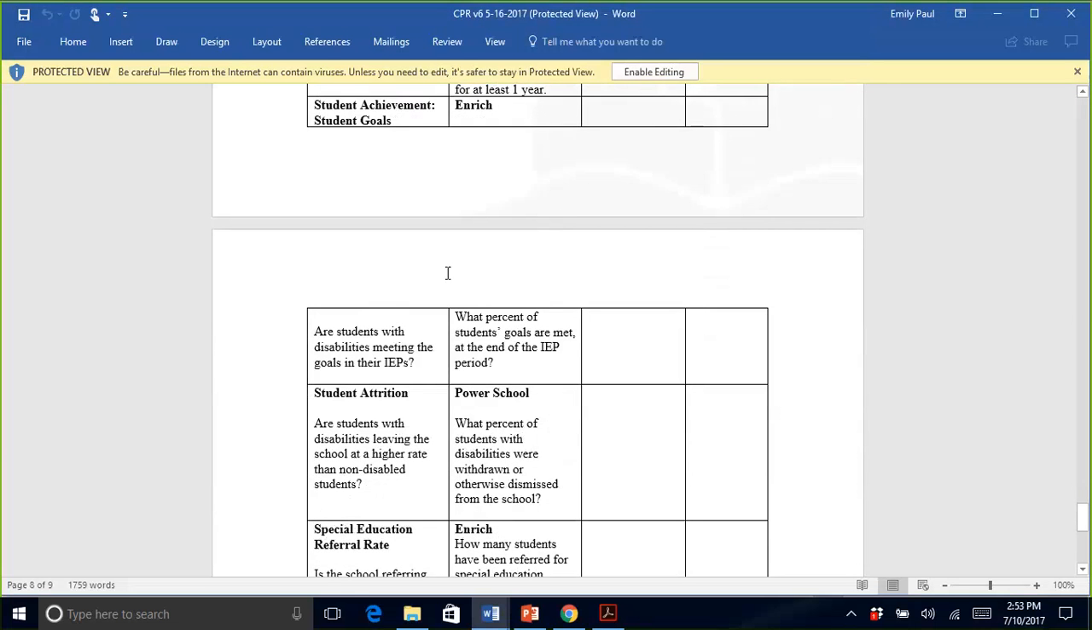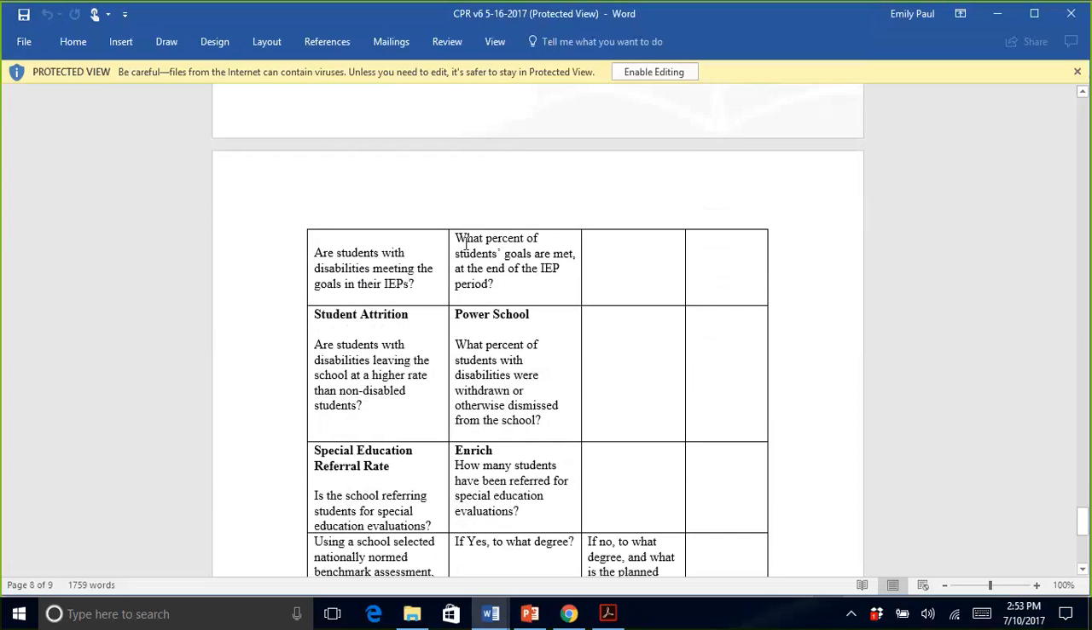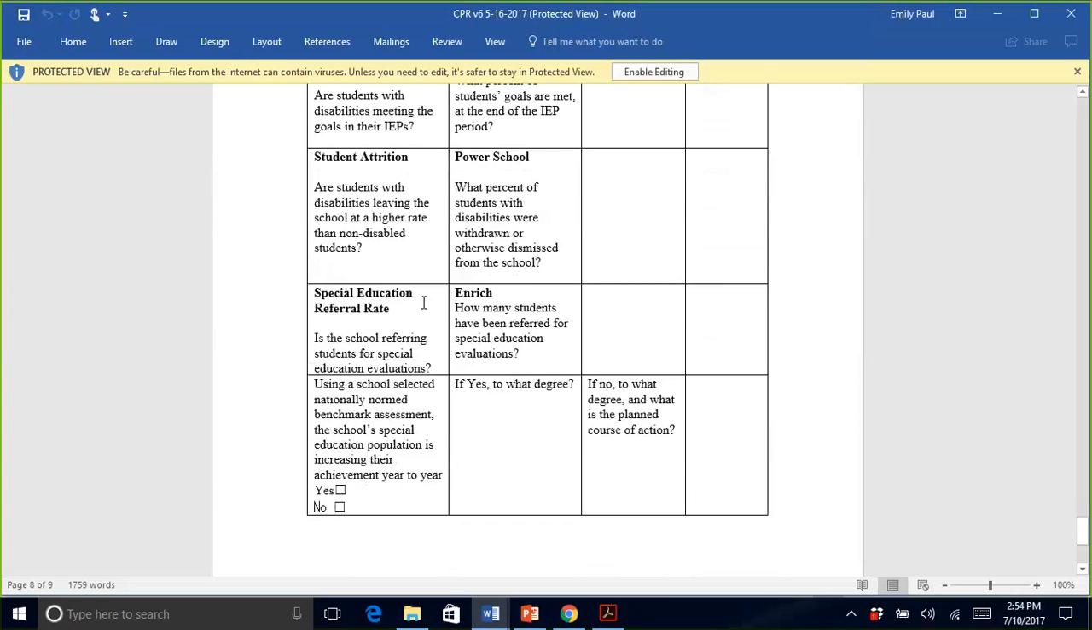For student achievement student goals, we're going to look at our students' IEP goals. Are your goals rigorous enough, and are students progressing and meeting them? We're going to look at progress reports and make sure that they're meeting their IEP goals, which I would assume most of them are. Student attrition: are students with disabilities leaving the school at a higher rate than non-disabled students? Obviously, we would have concern if your students with disabilities are leaving at a really high rate from your school, and that would trigger a discussion.